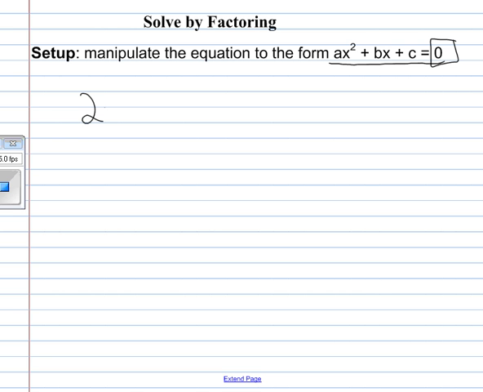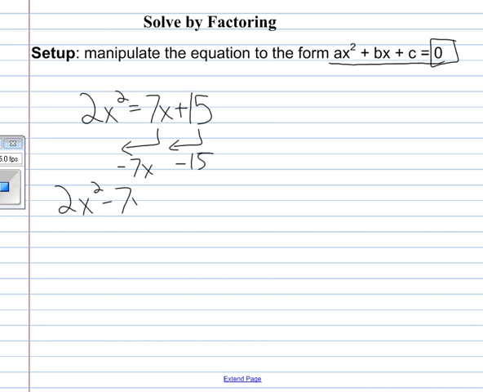So, for example, let's say we have 2x squared equals 7x plus 15. So right now it is not in the form for us to start factoring. So we need to manipulate it so it equals 0. So I'm going to move the 7x over and the 15 over. So minus 7x, minus 15. So we now have the equation 2x squared minus 7x minus 15 equals 0. Now that it's in that form, we can factor.